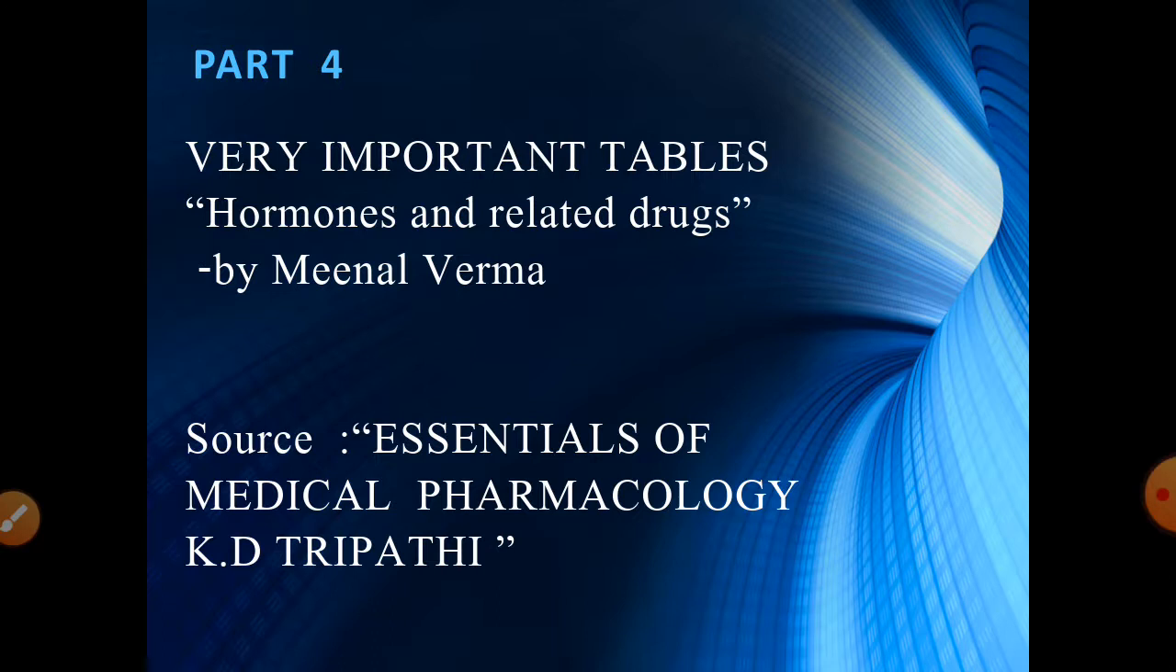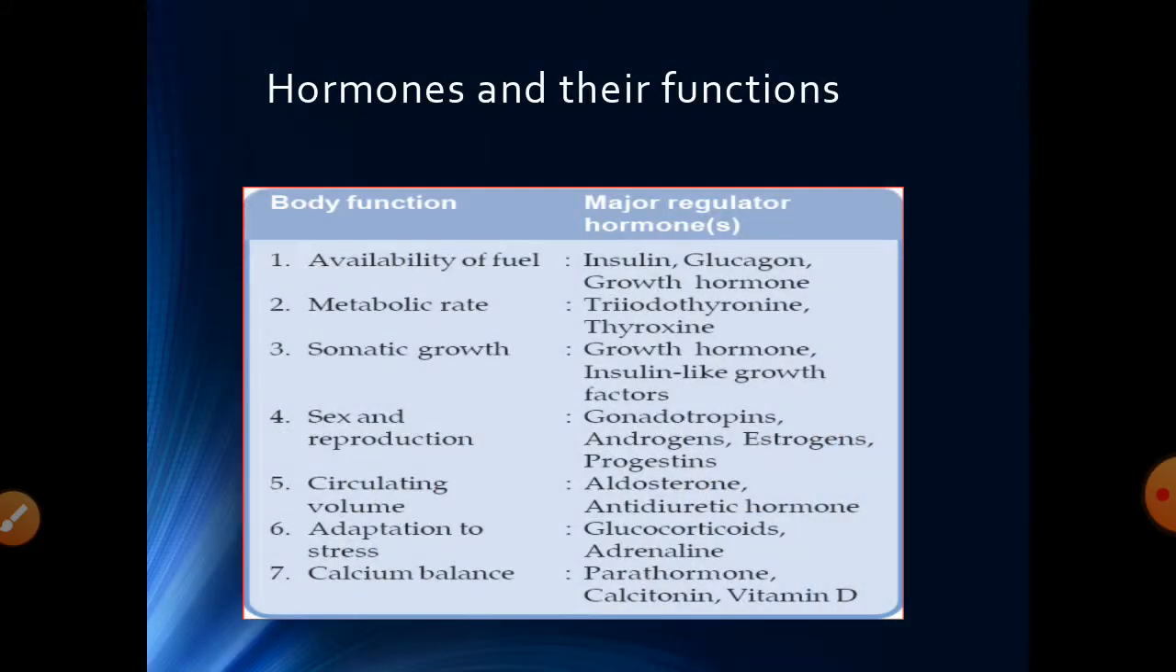So let's see what all tables are given over here from the hormones and related drugs section. The important one are hormones and their functions. The direct questions are usually asked, like: metabolic rate is affected by which hormone? The answer comes here, T3 and T4. There could be a question that the calcium balance is caused by which hormones? Which hormones are responsible for the calcium balance? That is parathormone, calcitonin and vitamin D. This way direct questions can be asked.